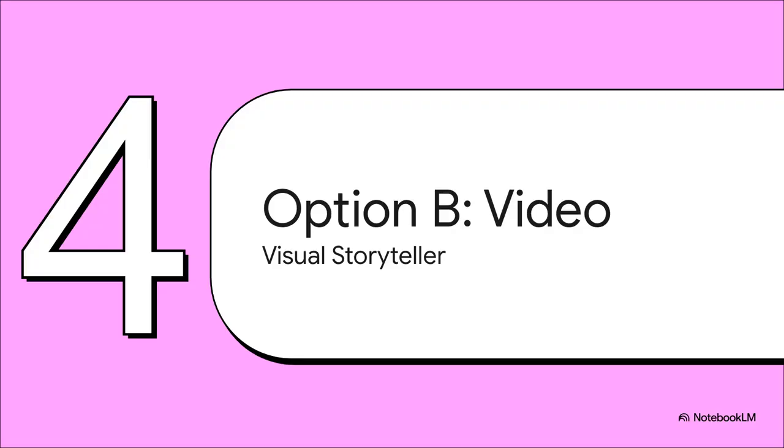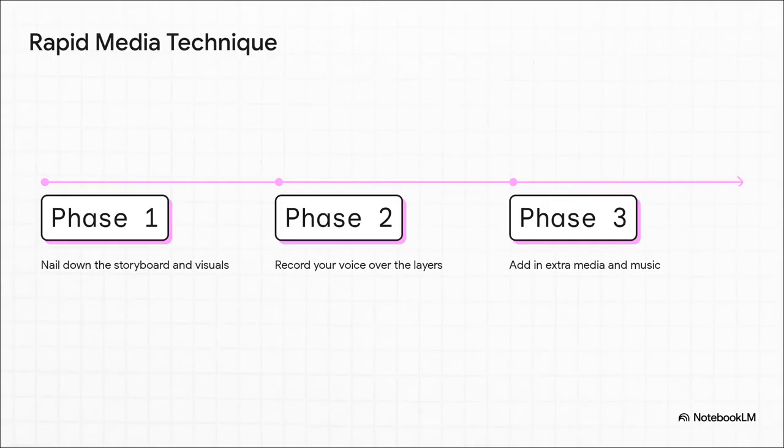Section 4. Option B, the video review. The visual storyteller. This path is for all you visual thinkers out there. Media expert Jonathan Halls calls this process the rapid media technique. Phase 1 is your storyboard. You have got to plan out your visuals before you write what you're going to say about them. Once you know exactly what we're looking at, Phase 2 is recording your voiceover. Then comes Phase 3, where you add in those extra media layers.